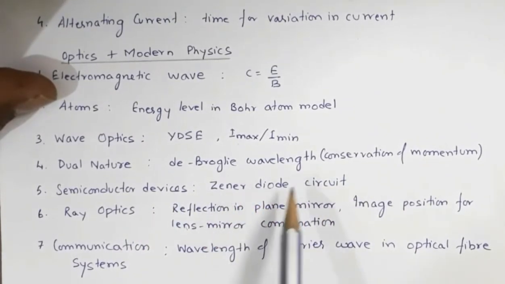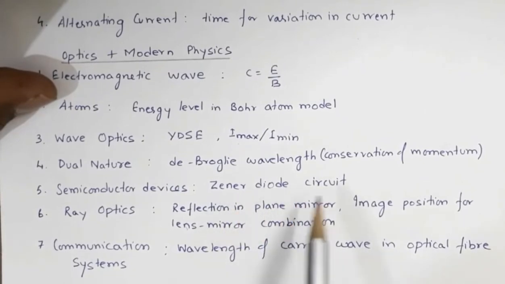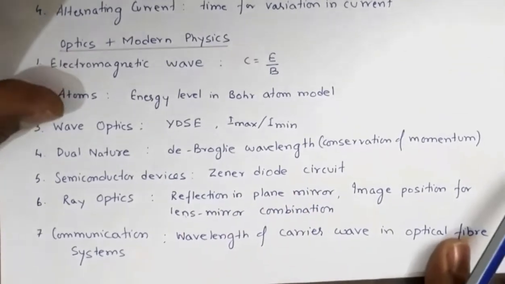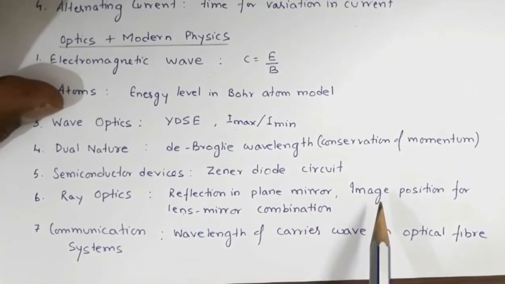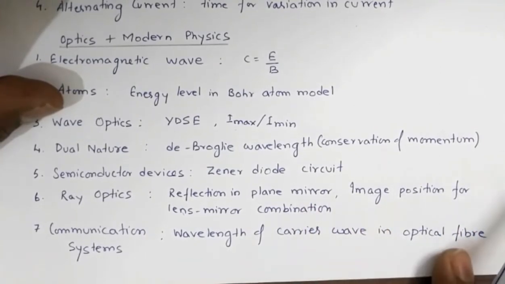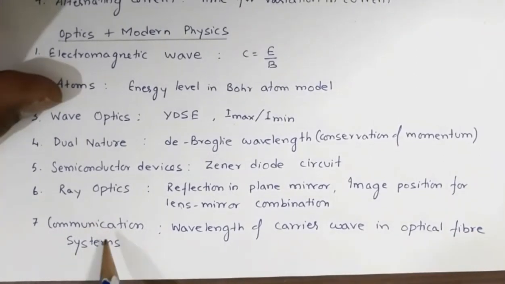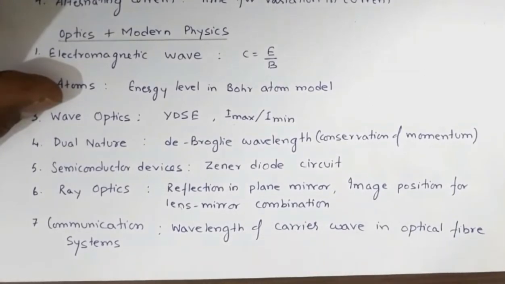Now again, in January also there were questions based on the same topic. Ray optics, reflection in plane mirror. Then one more question from the topic image position for lens mirror combination. From communication systems, wavelength of carrier wave in optical fiber. One question was asked from communication systems also.